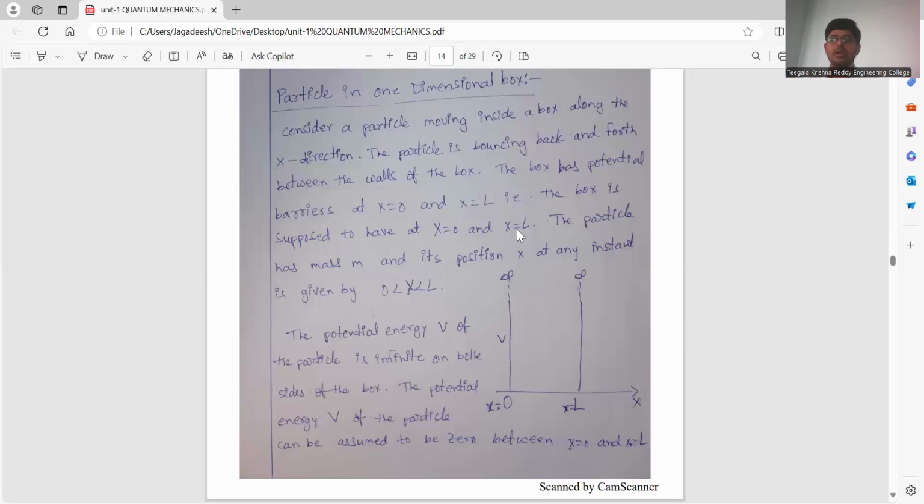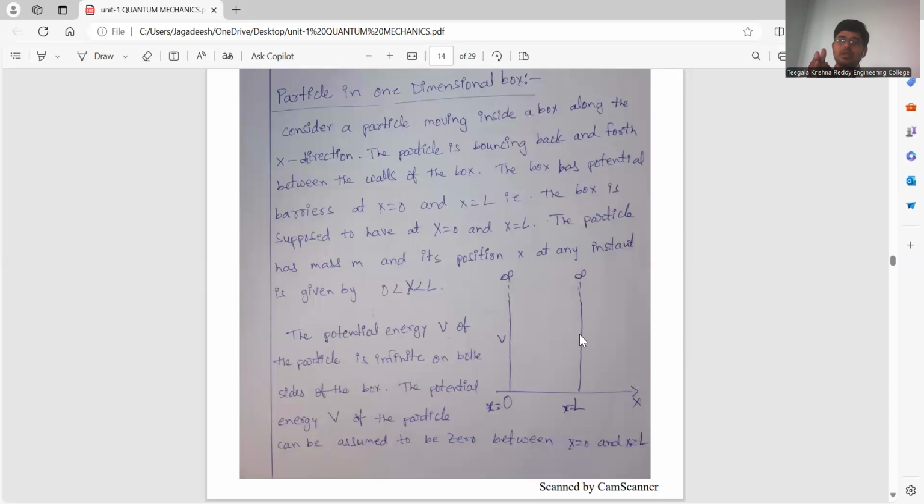The potential at x equal to 0 is infinity, and at x equal to L the potential is also infinity. At the two ends of the box, the particle is incident on the wall and comes back. Why? Because here the potential energy is infinity. The particle cannot escape from the walls.